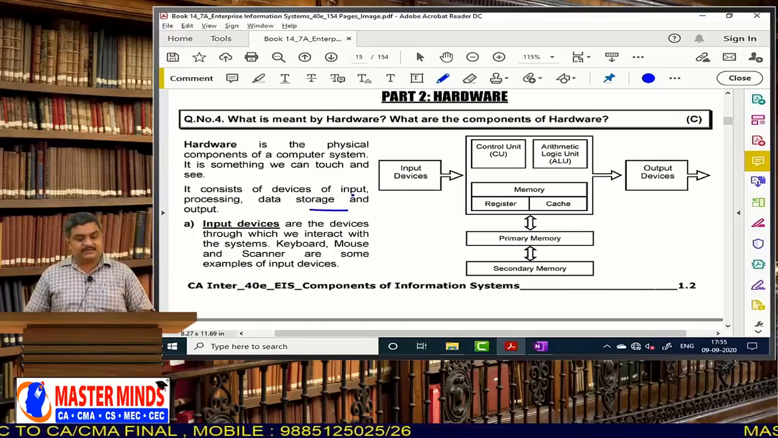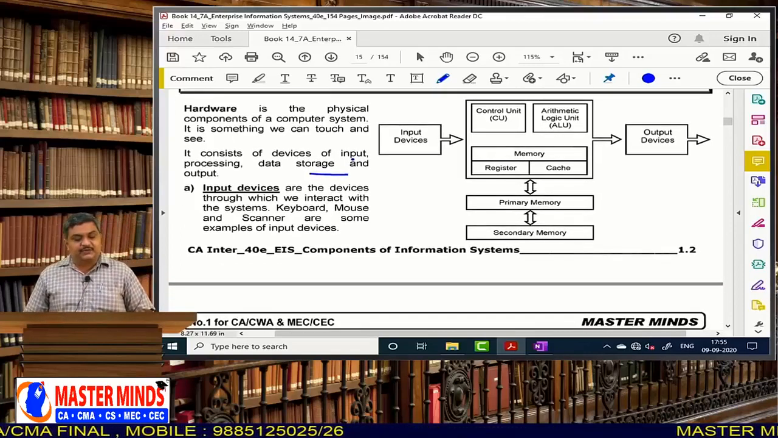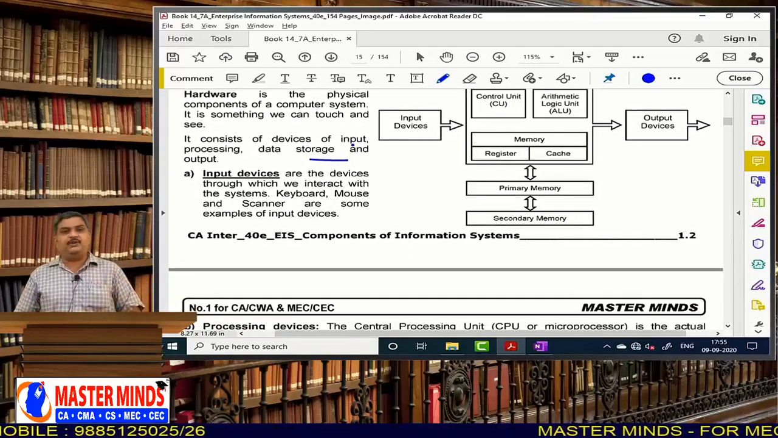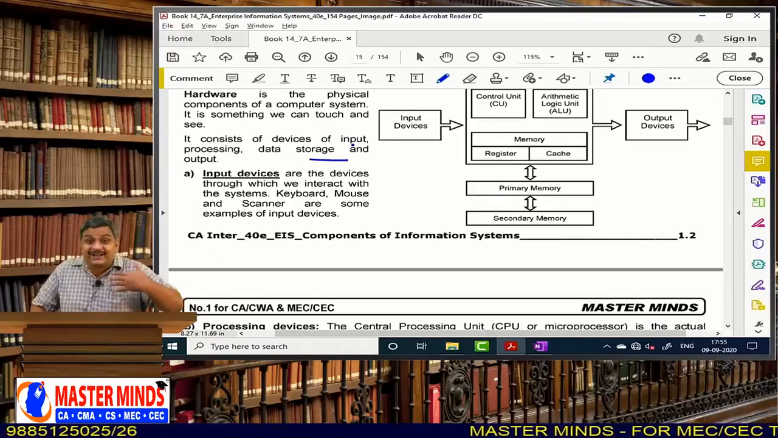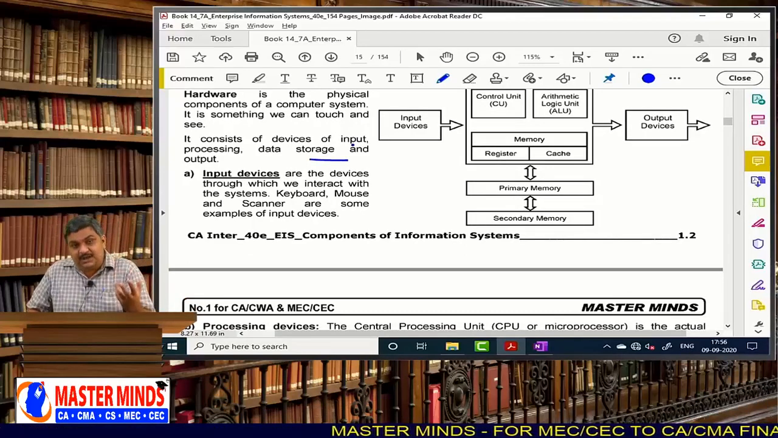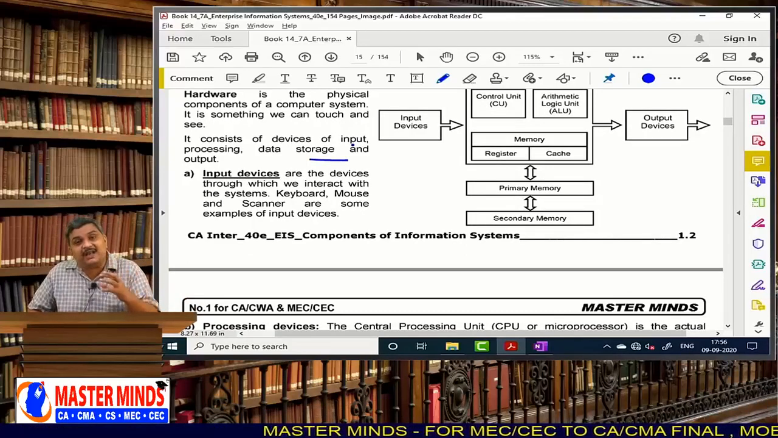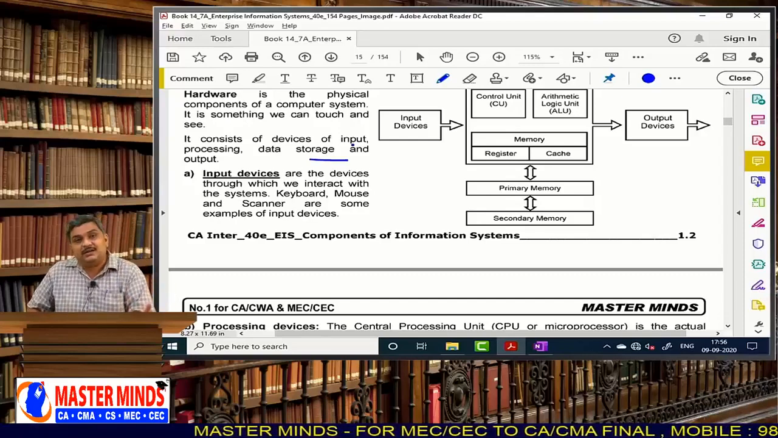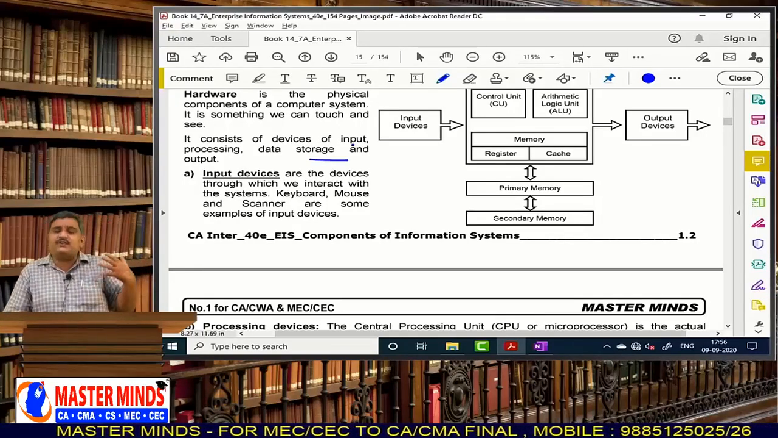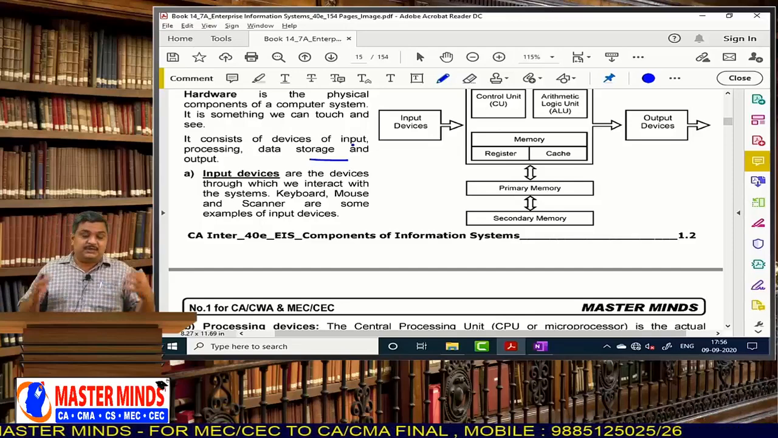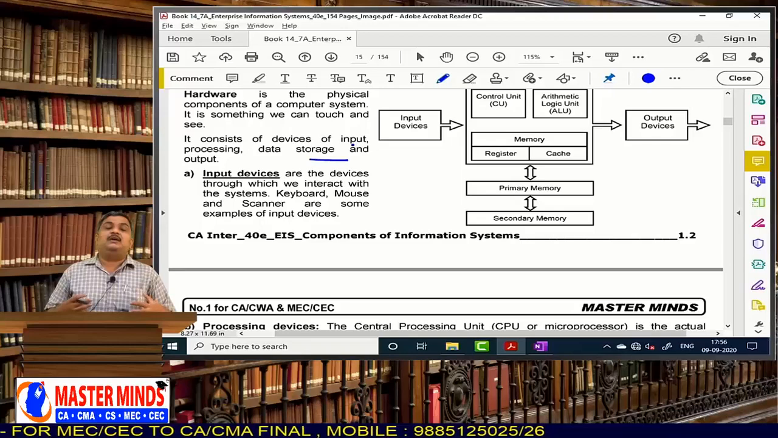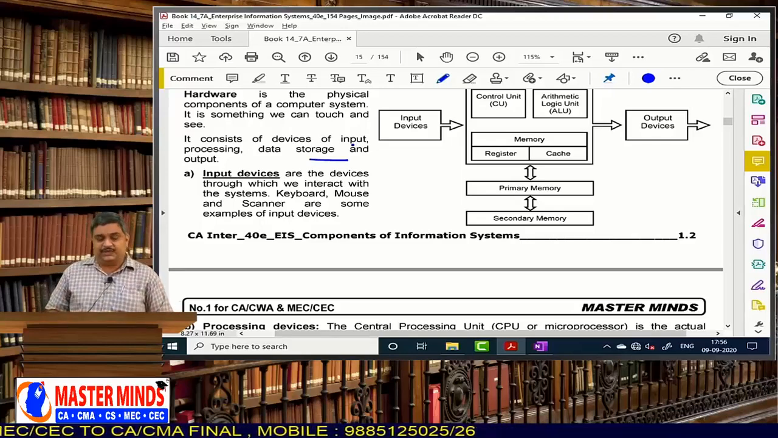First one, input devices. Input devices are the devices through which we interact with the system: keyboard, mouse, scanner are some examples of input devices. We need to send data inside the computer, and whatever data we send into the computer is called input, and definitely we require some kind of device to send the data into the computer. Those devices are called input devices. Generally, what devices do we use to send data inside the computer? We use a keyboard, a mouse, a scanner, and several other things.